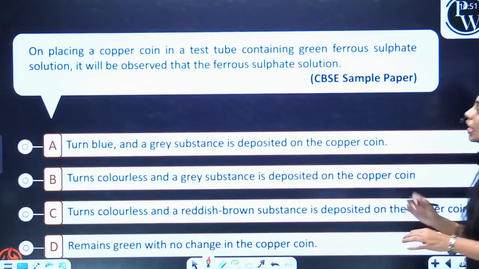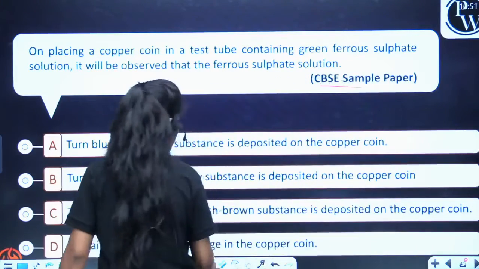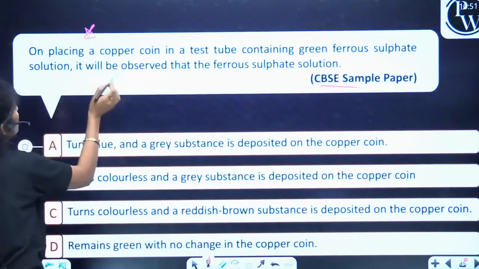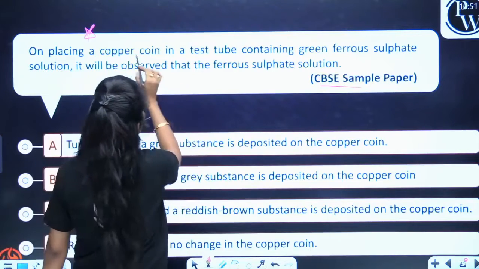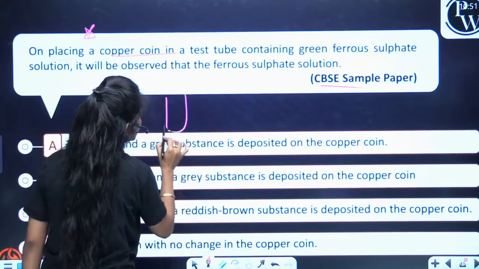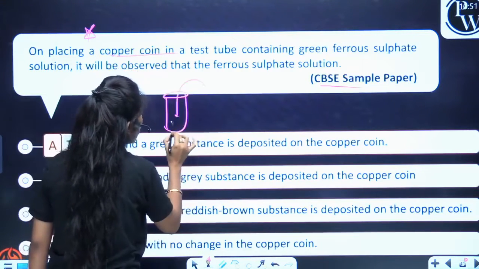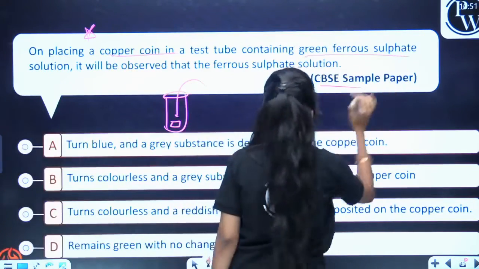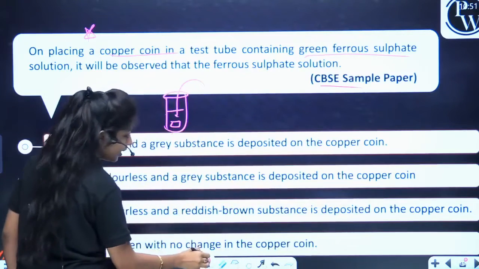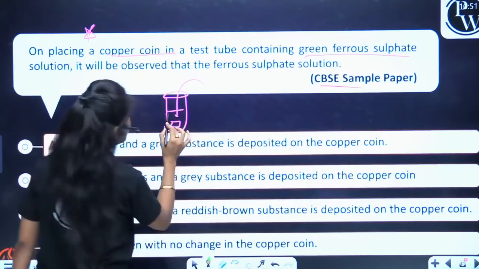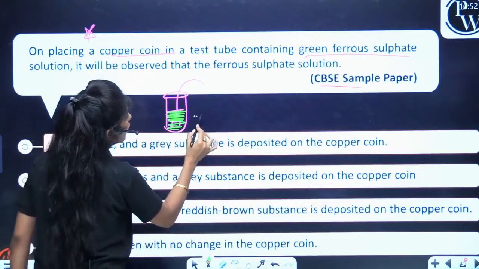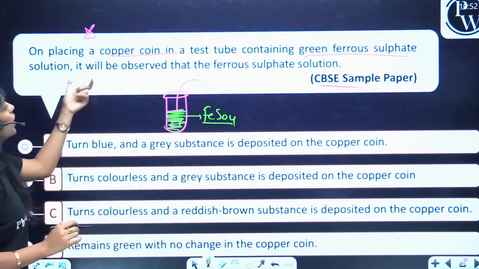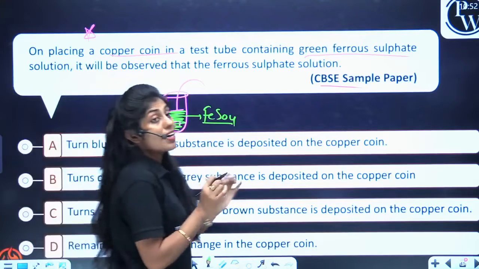Now see, we have one question from the CBSE sample paper from this topic. It is very much important. Now on placing a copper coin in a test tube, let's suppose you are having a test tube and you are adding a copper coin in this, containing the green ferrous sulfate. Suppose this is the green ferrous sulfate solution, ferrous sulfate solution, which is green in color. So it will be observed that the ferrous sulfate solution.